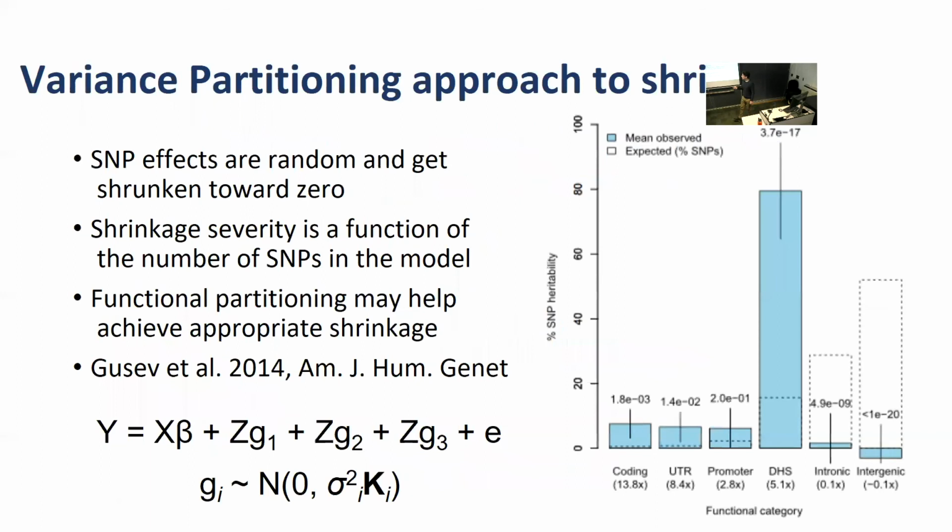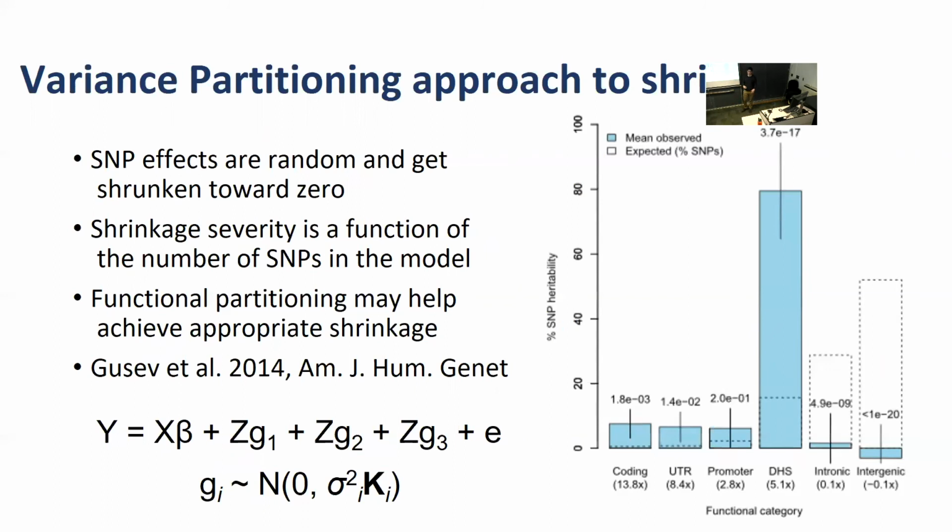In 2014, however, this group, Alkes Price and Gusev and company, were interested in studying how splitting or partitioning the genomic regions into functional elements, let's say coding regions, UTR regions, promoter regions, would influence these models.